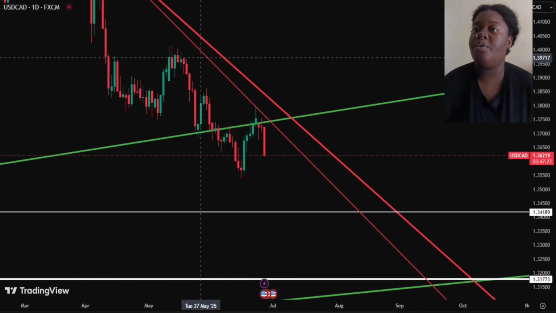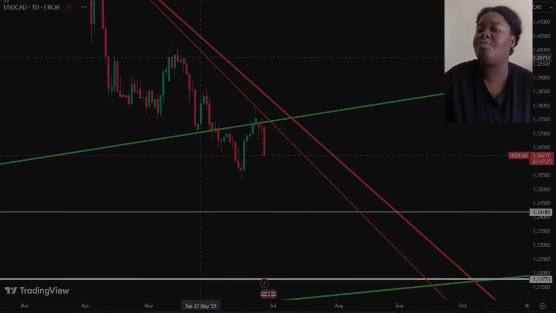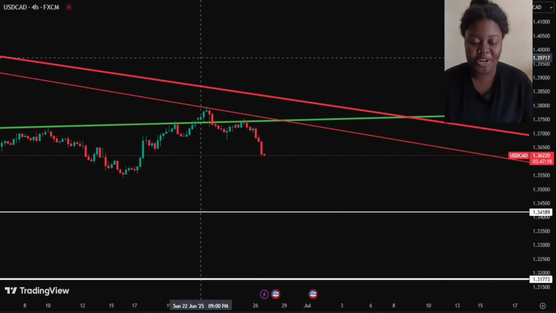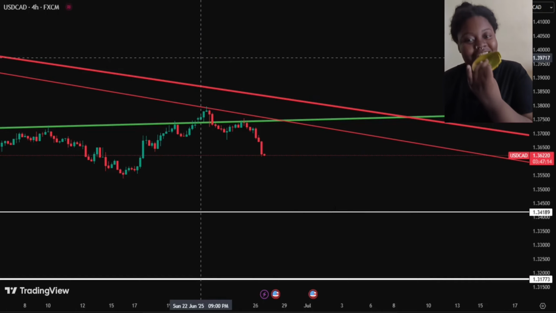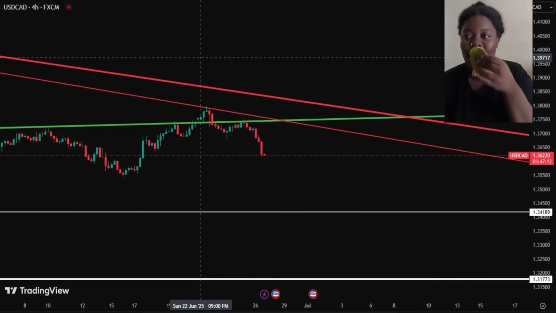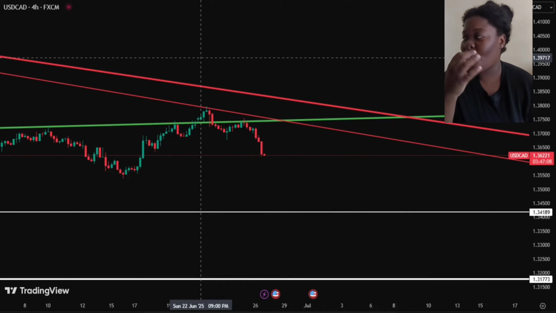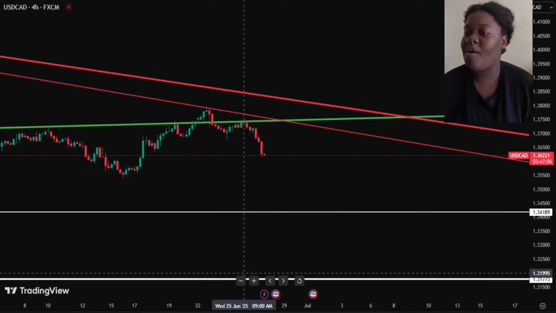Let's just go down to the 4 hour, because the 4 hour is where I entered. I like the time frame. Let's love the 4 hour time frame. Forex, doing forex. Anything else? Not really. But okay.